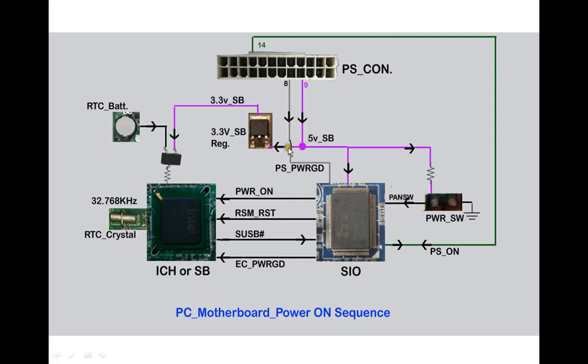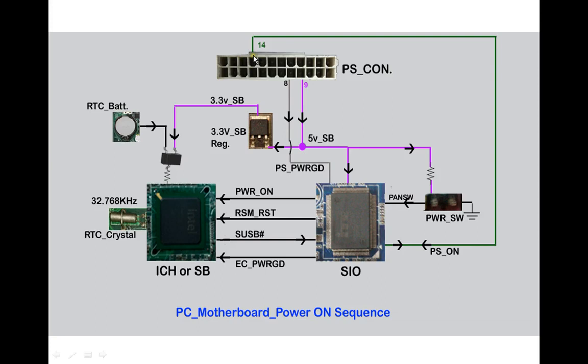This 5 volt standby voltage also goes to the 3rd pin of the 3.3 regulator. From the 2nd pin of this regulator we get the 3.3 standby voltage output, so it converts 5 volts SB into 3.3 SB. This is also called a standby voltage because it comes before pressing the power button and is present even after pressing the power button. This 3.3 volts standby voltage goes to the south bridge.